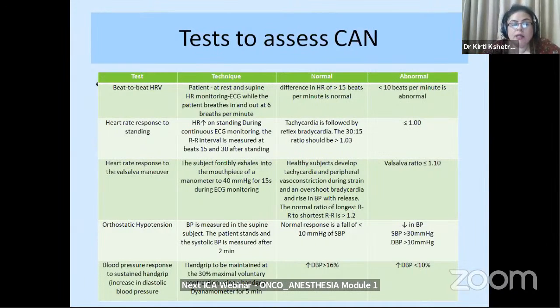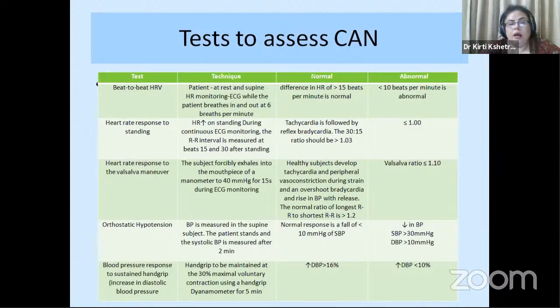Orthostatic hypotension, that is, within 2 minutes of standing, a fall in systolic BP of more than 30 mm Hg and diastolic of more than 10 mm Hg represents orthostatic hypotension. While for blood pressure response on sustained hand grip, if the diastolic pressure falls to less than 10%, then it is considered positive for CAN.